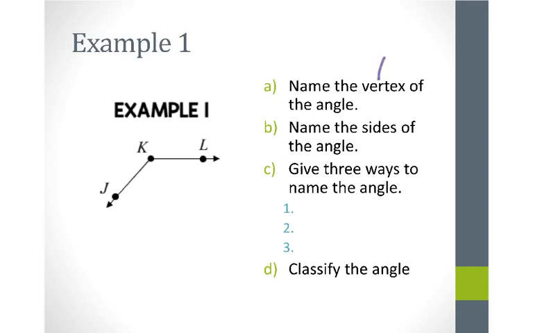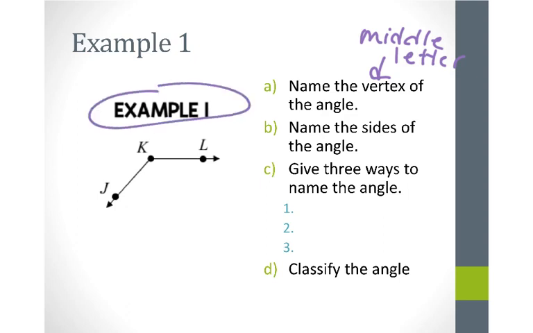Now remember, the vertex is the middle letter. So the middle letter in this example is K, and we use a capital letter to represent our vertex. It has to be a capital letter. Now name the sides. Remember, sides are made up of rays.